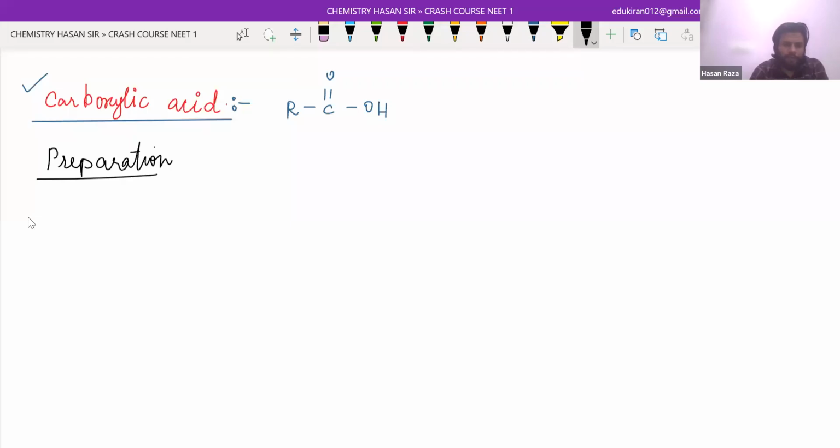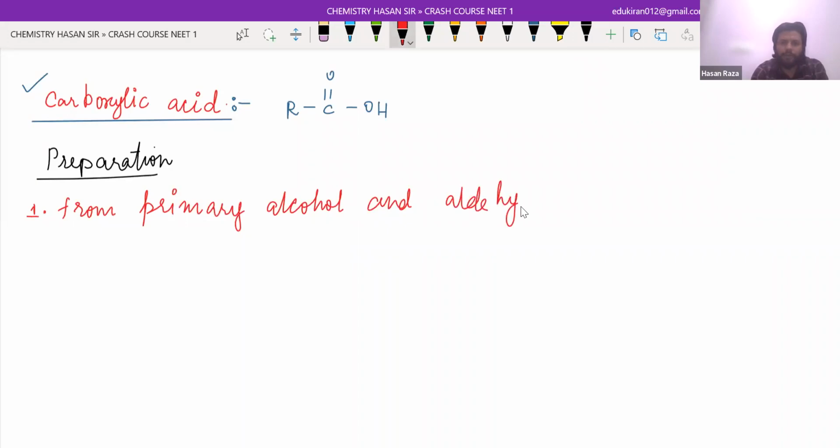The first is from primary alcohol and aldehydes. How are we going to prepare carboxylic acid from primary alcohol or aldehyde? It's very easy to prepare from aldehyde and primary alcohol.